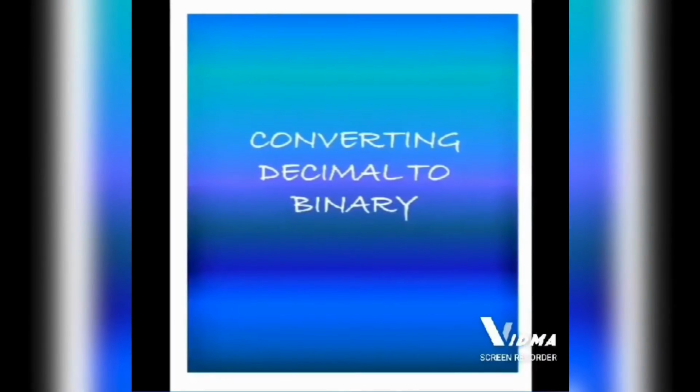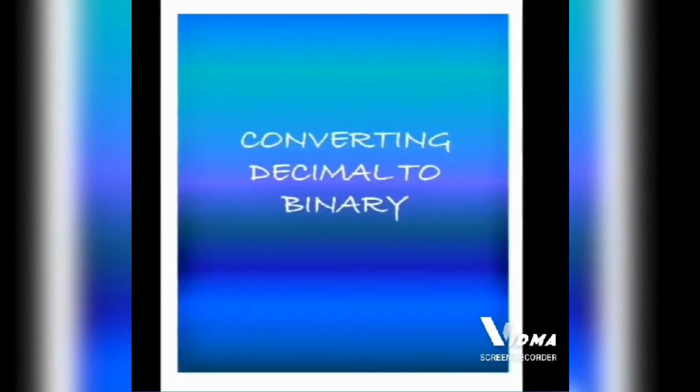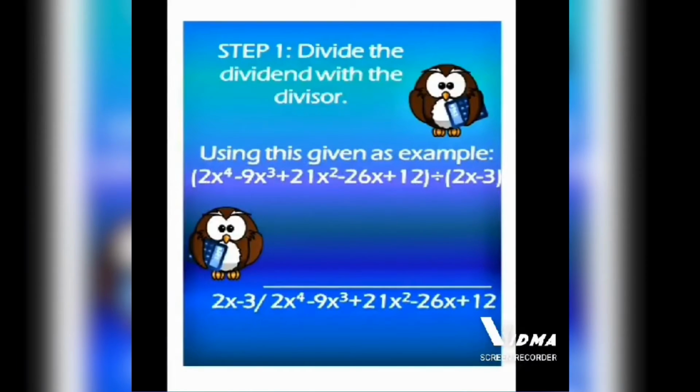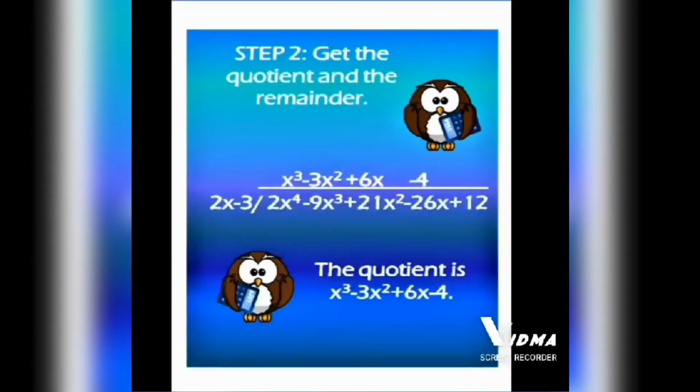Converting decimal to binary. Step 1. Divide the dividend by the divisor, using this given as an example: 2x raised to 4 minus 9x cubed plus 21x squared minus 26x plus 12, divided by 2x minus 3. Step 2. Get the quotient and the remainder. Solving the problem, the quotient is x cubed minus 3x squared plus 6x minus 4.